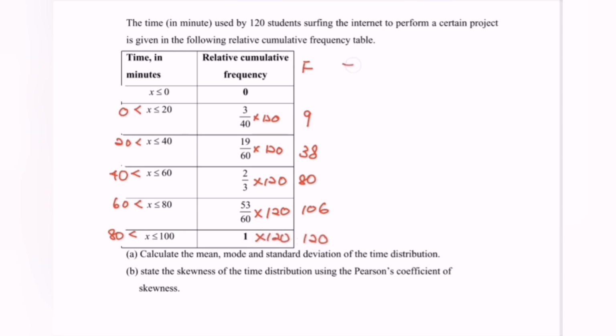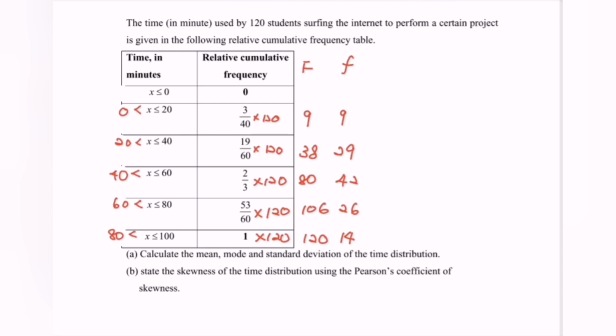Next is to find the frequency. So we will have 9, and then in order to find the second class, what we have to do is 38 minus 9 and we will obtain 29, followed by 42, then 26, finally we have 14.